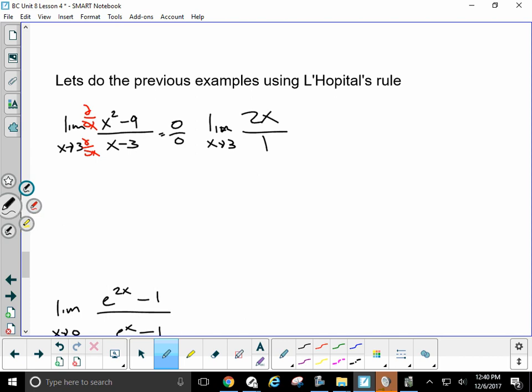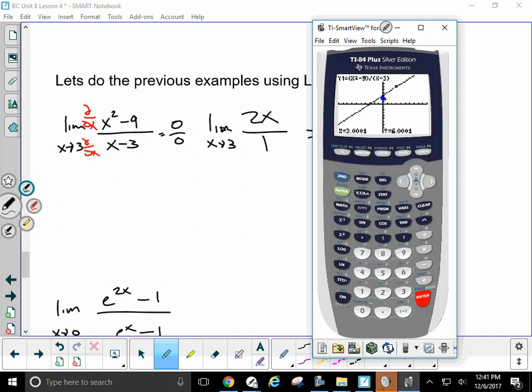Well, just like we did for the first couple of limits, our first thing we try to do is plug in the value. Well, when I plugged in the value, I get 0 over 0. We'll take the derivative. Can I plug in the value now? Yes, I can plug in 3 into 2x over 1, and I get 6, which is exactly what I see here. So L'Hopital wins.